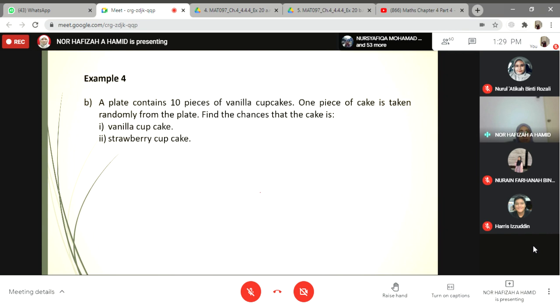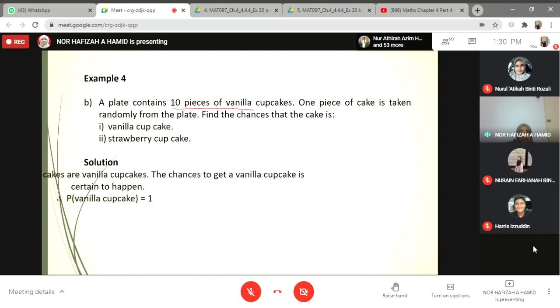Okay, so kita ada another 2. Ni untuk sure dengan impossible event. Example dia for B ni, you ada a plate contains 10 pieces of vanilla cupcakes. 1 piece of cake is taken randomly from the plate. So find the chances that the cake is vanilla cupcake. Kalau vanilla memang confirm lah sebab semua cake tu is vanilla. So you ada probability dia is equal to 1.